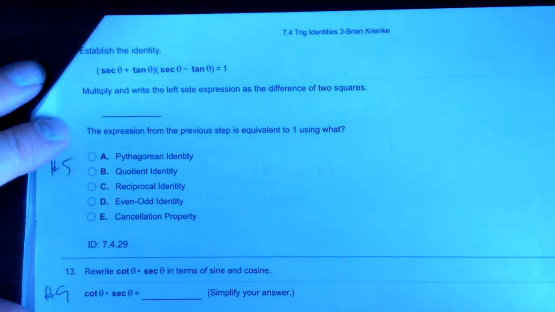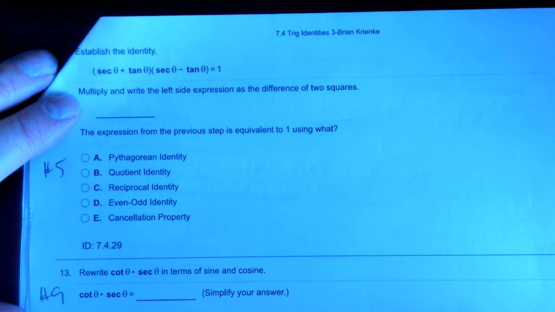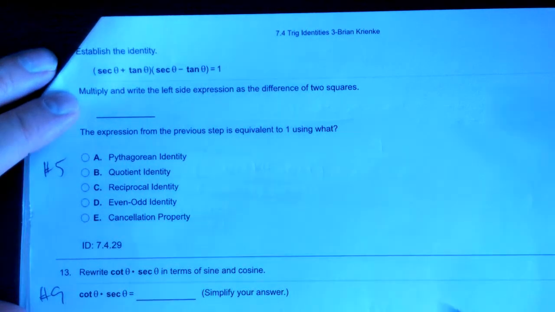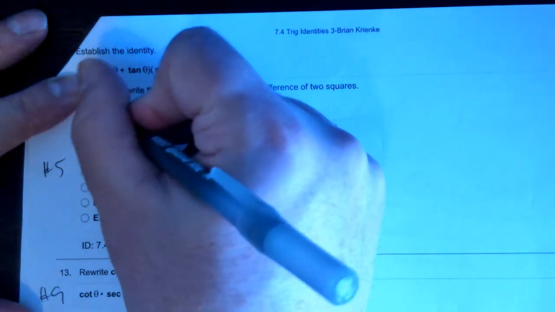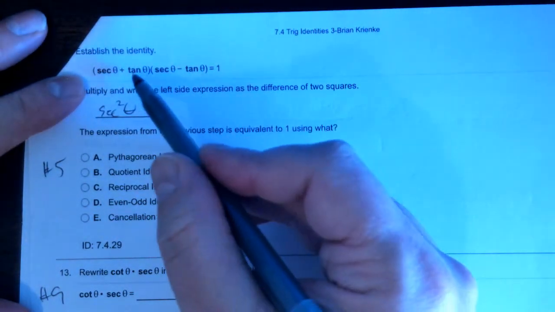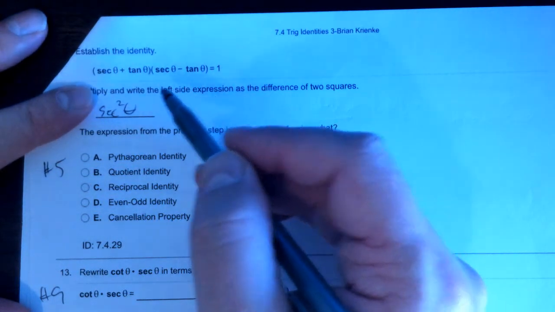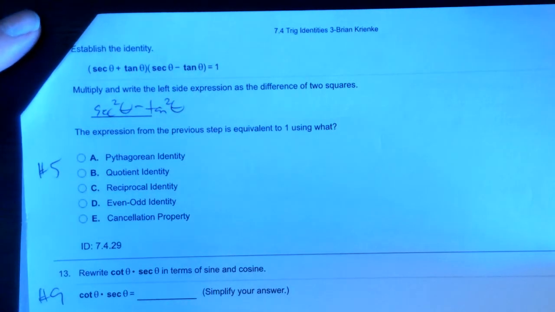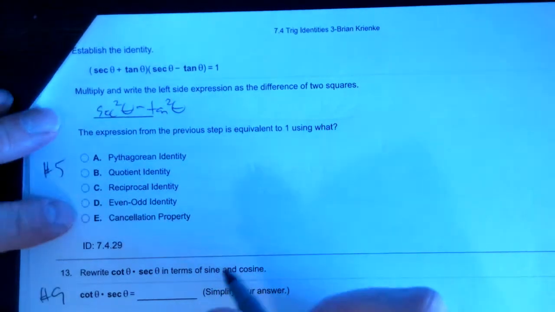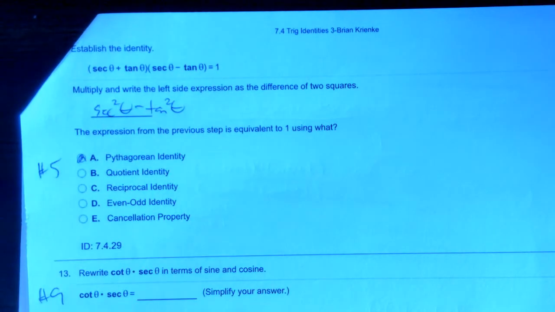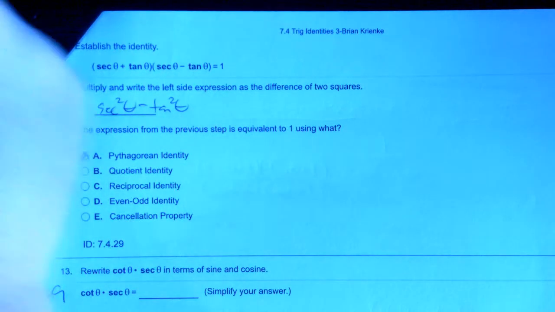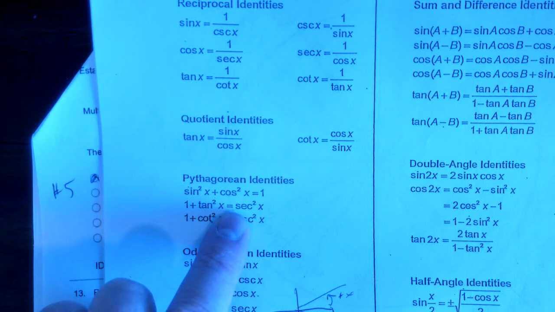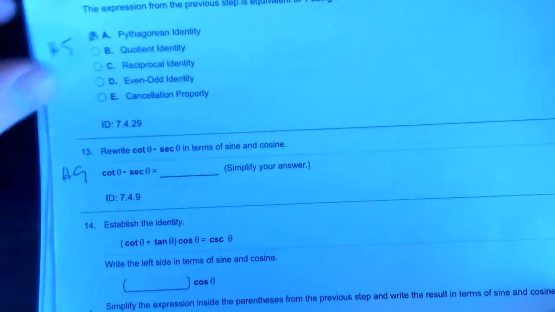Okay, on this one, difference of two squares, secant times secant is secant squared. And then your inside and outside cancel, so you get minus tangent squared. And that's equivalent to 1 using the Pythagorean identity. So basically, you've got your 1 plus tangent squared is equal to secant squared, so if you move this over, it simplifies to 1 through the Pythagorean identity.